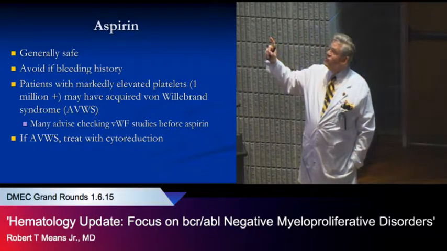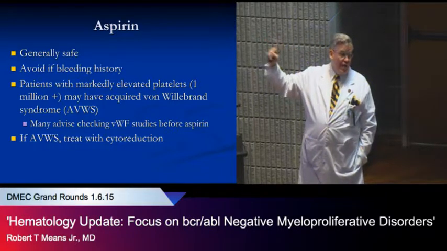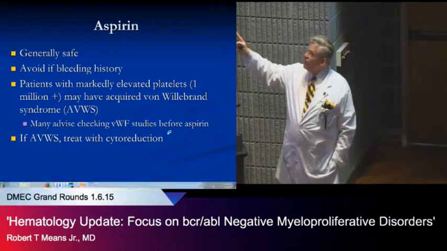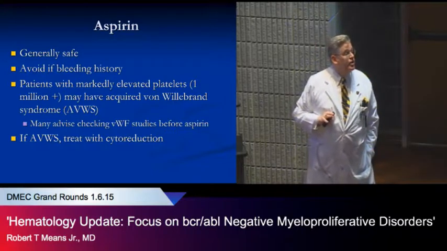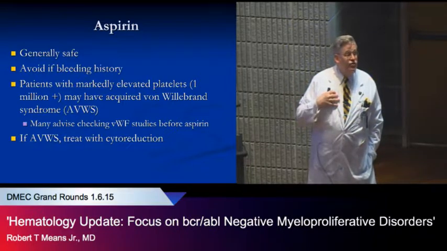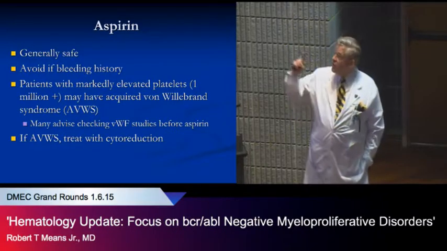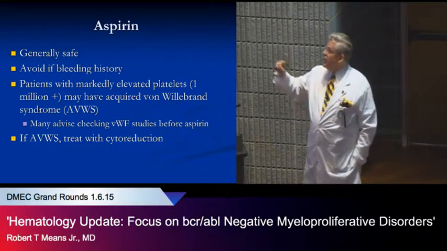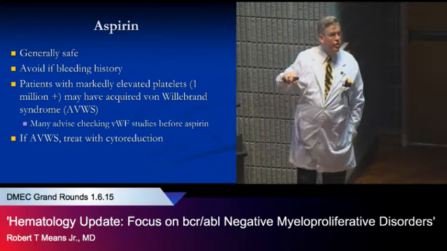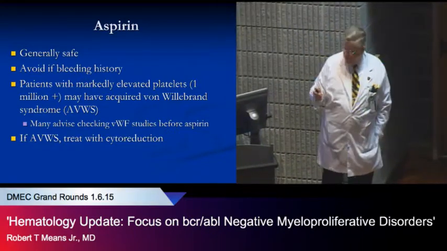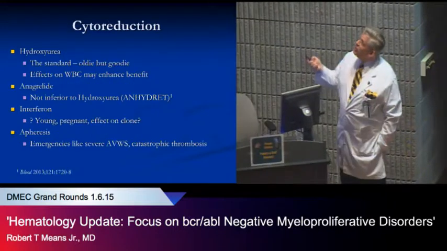Some people argue, and I don't, but it's not unreasonable, a lot of very eminent people do, that if you have a platelet count greater than 1 million, you need to check von Willebrand factor before starting aspirin. Others, and I fall into this category, say just do it if there's a bleeding history. And if you have acquired von Willebrand syndrome, then you get their platelets down under 1 million, and then it goes away. So cytoreduction, how do you do it?